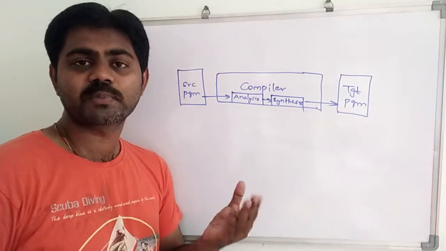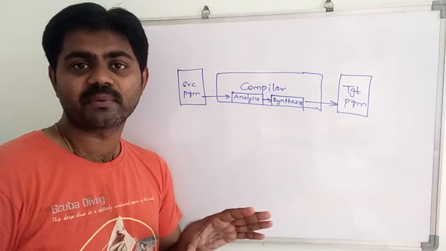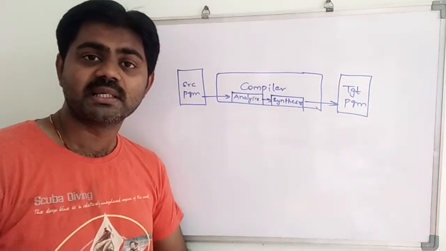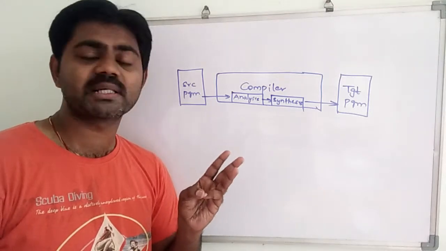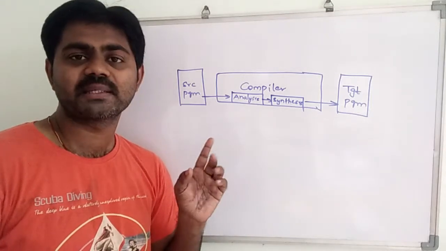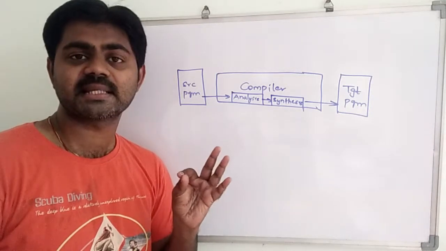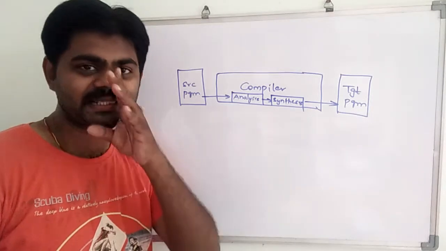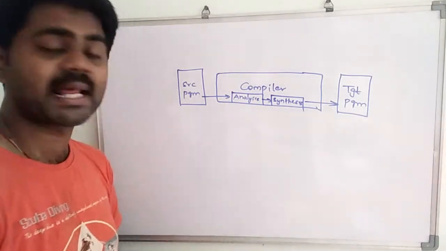Once your source program is divided into consecutive pieces, we have an intermediate code. That intermediate code is generated as a target program during the synthesis phase. In the synthesis phase, we have intermediate code generation, code optimization, and code generation. So in total we have six phases: lexical analysis, syntax analysis, semantic analysis, intermediate code generation, code optimization, and code generation. That's the reason it is divided into two parts: the analysis part and the synthesis part. Now we'll see the analysis part.